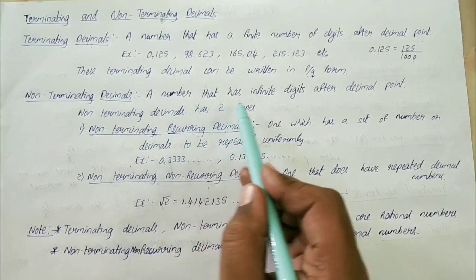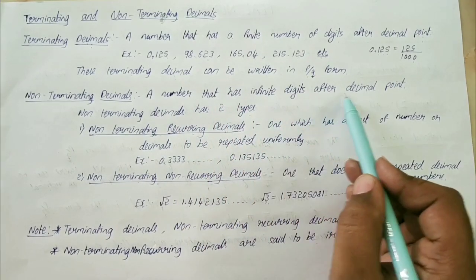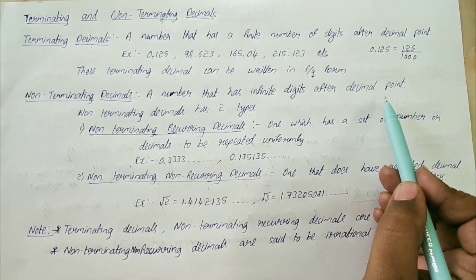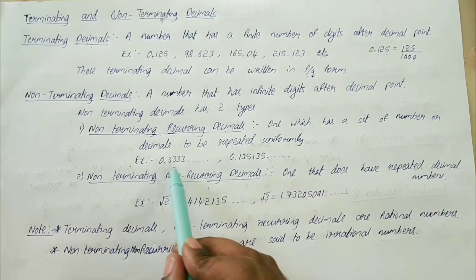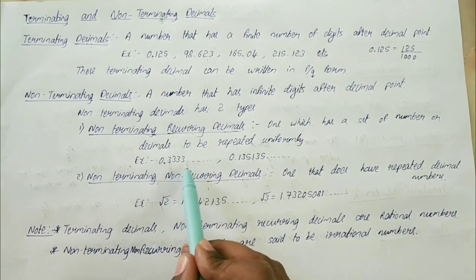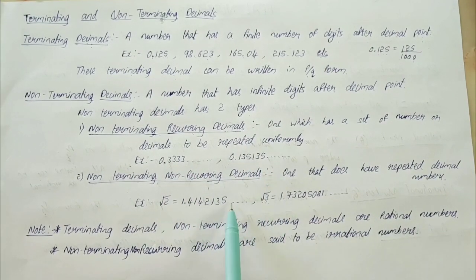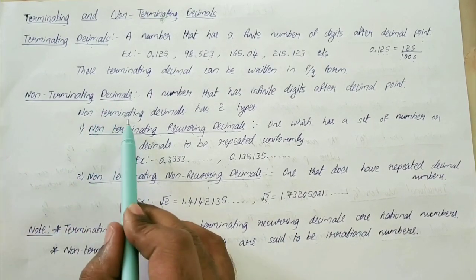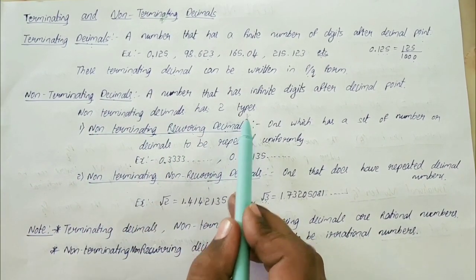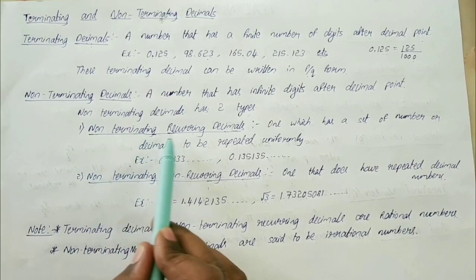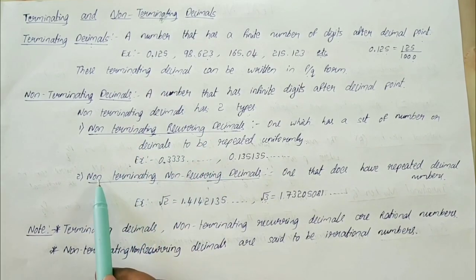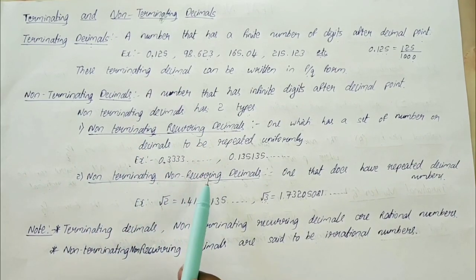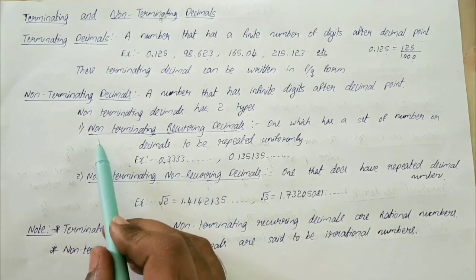Next, non-terminating decimals. A number that has infinite digits after the decimal point. As the definition says, after the decimal point we have an infinite number of digits, right? That's why we call it non-terminating decimals. In these non-terminating decimals we have two types. The first one is non-terminating recurring decimals, and the second one is non-terminating non-recurring decimals. Let us see one by one now.